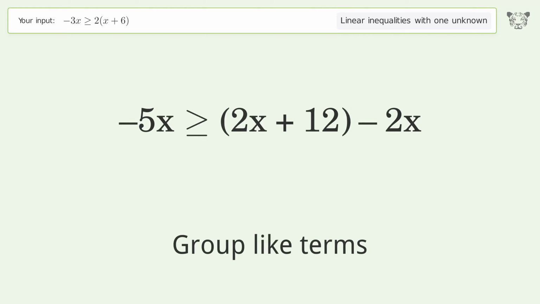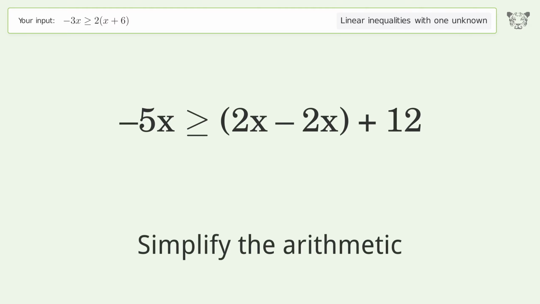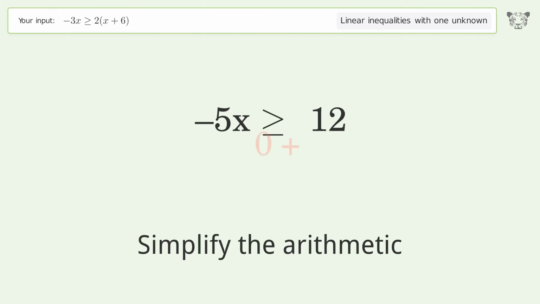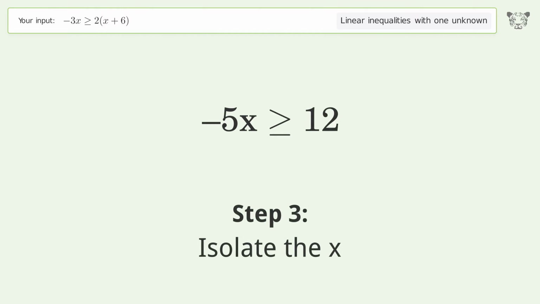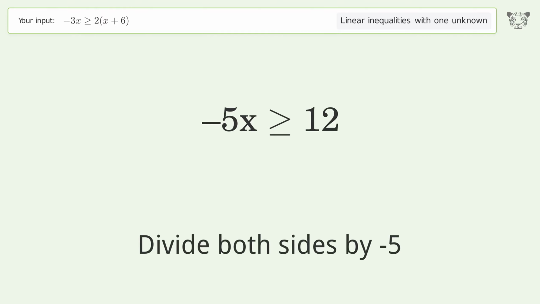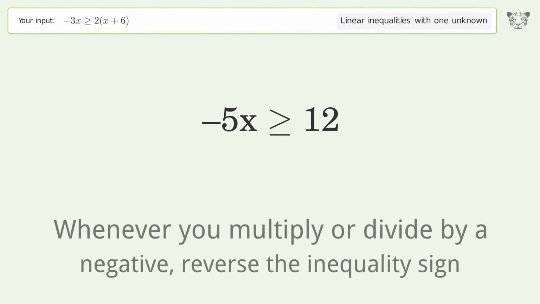Group like terms. Simplify the arithmetic. Isolate the x. Divide both sides by -5. Whenever you multiply or divide by a negative, reverse the inequality sign.